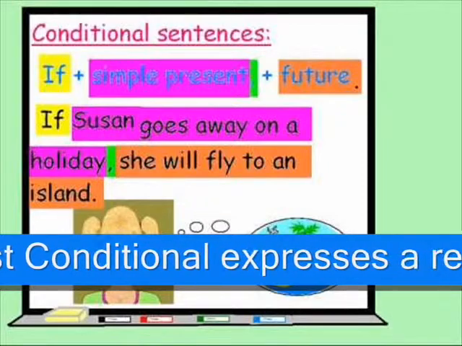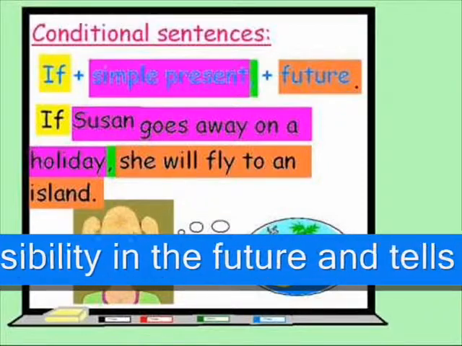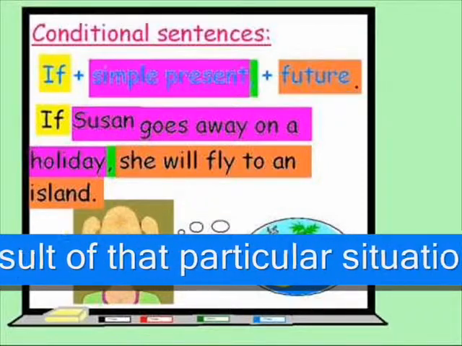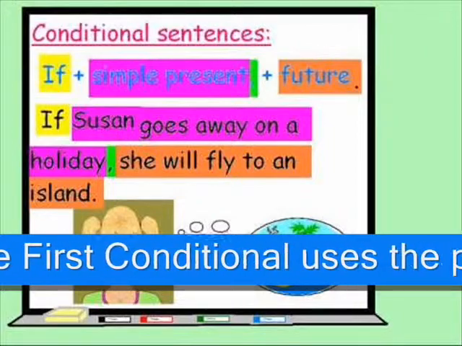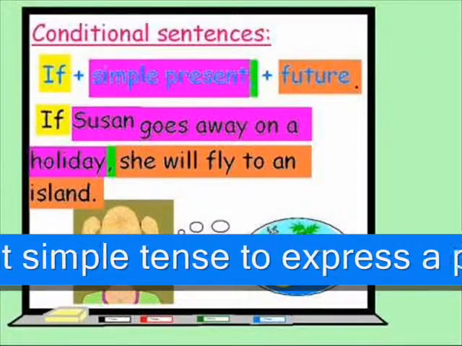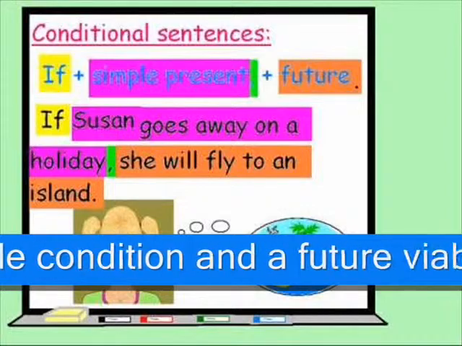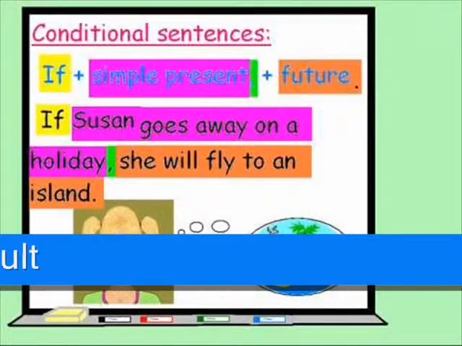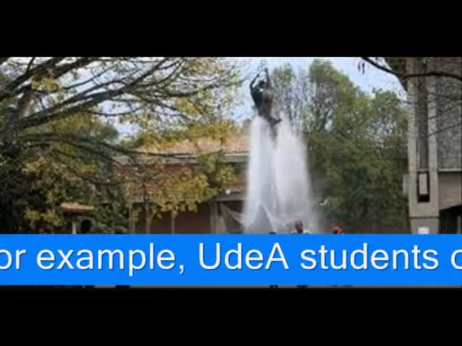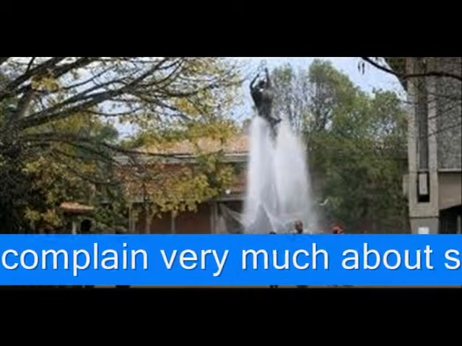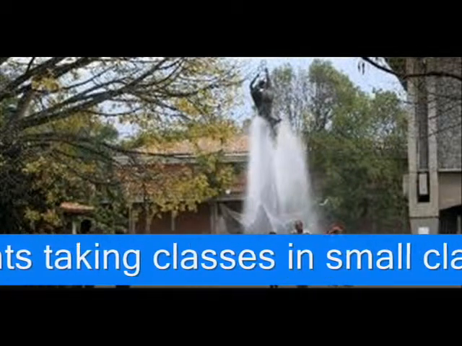First conditional expresses a real possibility in the future and tells the result of the particular situation. The first conditional uses the present simple tense to express a possible condition and a future variable result. For example, UDA students often complain very much about taking classes in small classrooms.